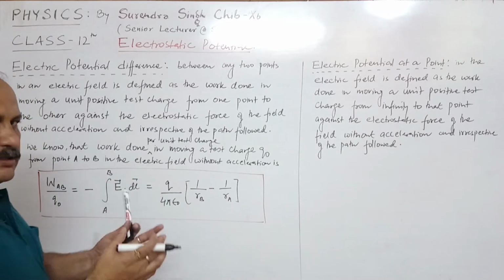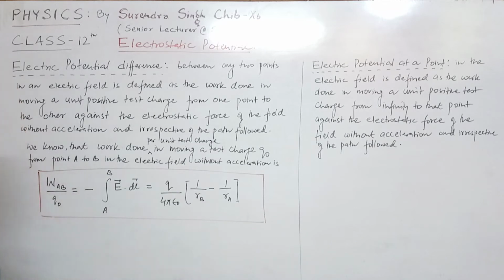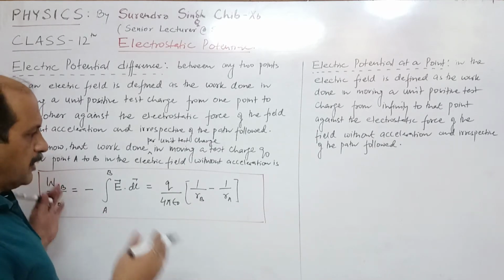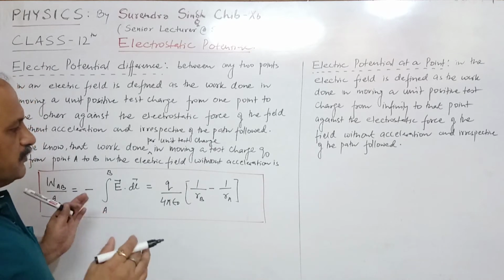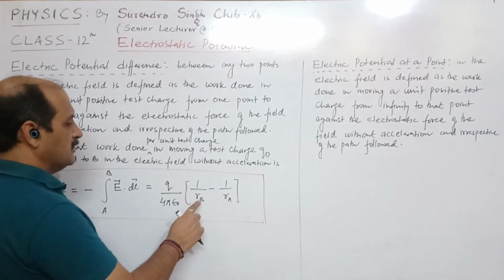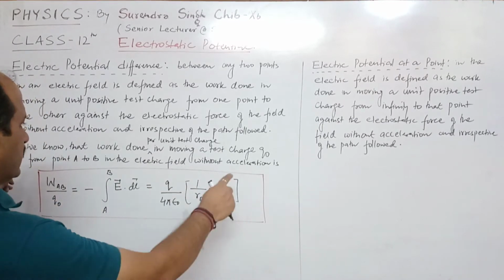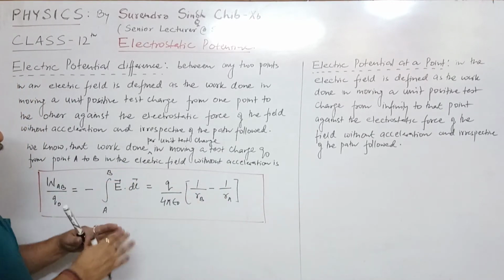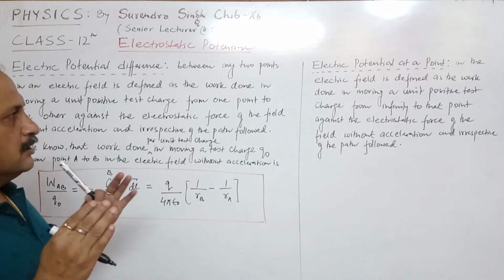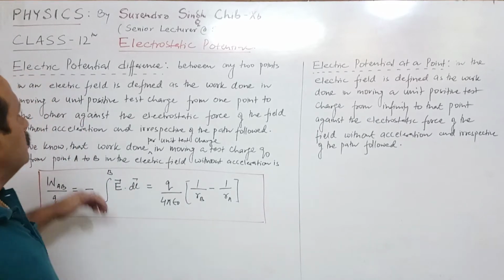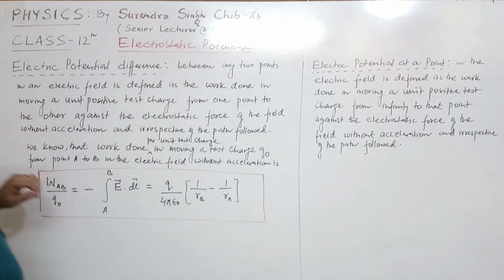For the closed path, the work done is 0, and it doesn't depend upon the nature of the path followed. It only depends upon the initial and the final point. So we have derived this expression, which is a very important expression, and it is the basic concept behind the electrostatic potential. Now today I will explain electrostatic potential.